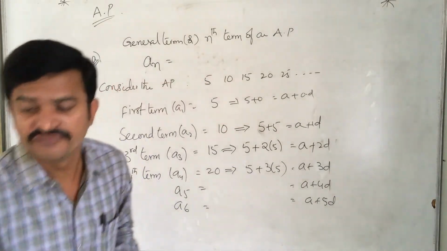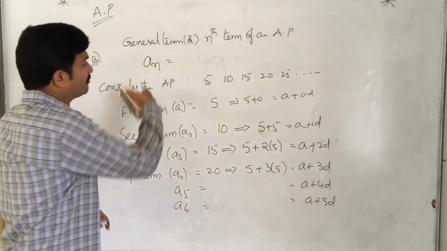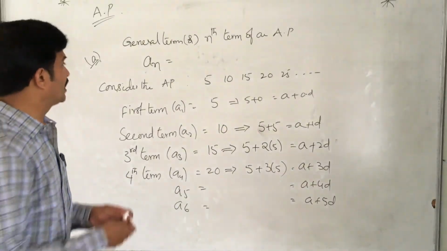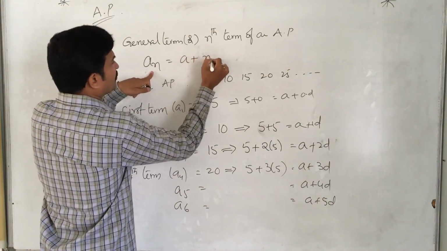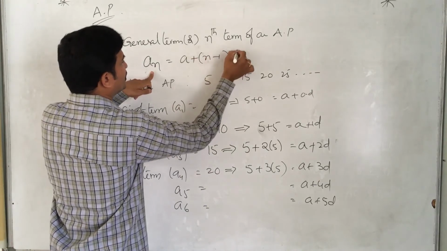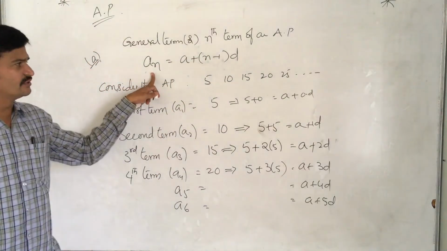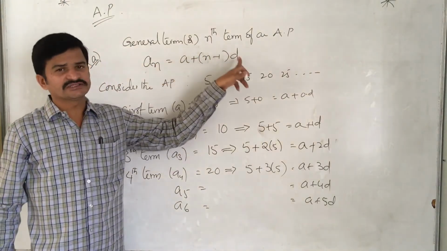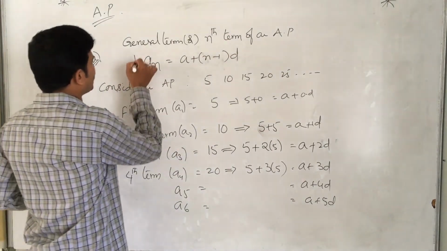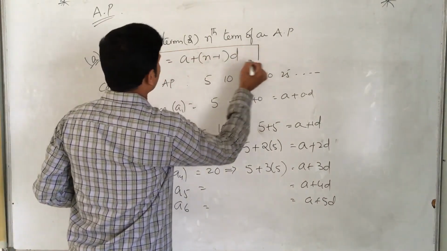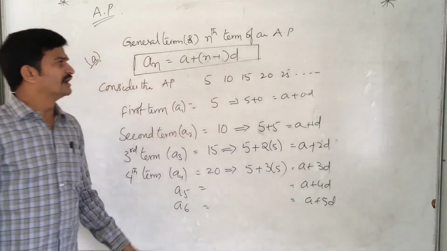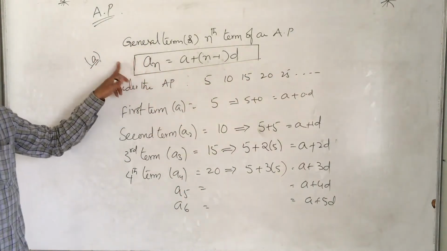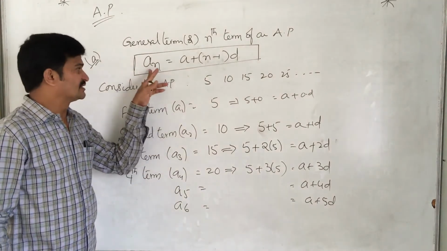Like that, if you want to write an, what will you write? An means a plus n minus 1 into d. an is equal to a plus (n minus 1) into d. This is the way we can generalize, and we get the formula of the general term, or nth term, of an AP.